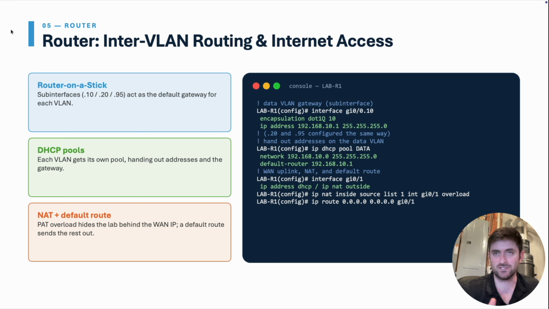DHCP pools, each VLAN gets its own pool, handing out addresses and the gateway. We'll talk about that more in another video. And then NAT and PAT on a default route. PAT overload hides the lab behind the LAN IP, and a default route sends the rest out. So it takes the LAN IPs, the private IPs, and translates them into one public IP, basically, allowing you to traverse the public internet.